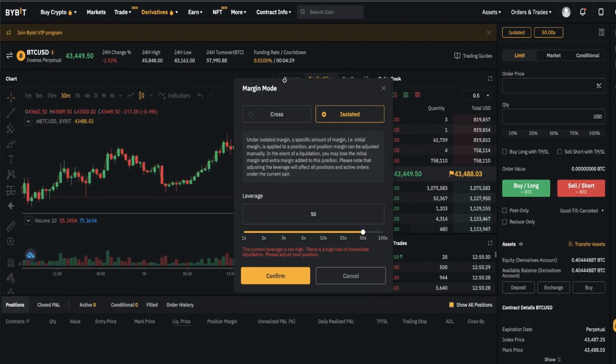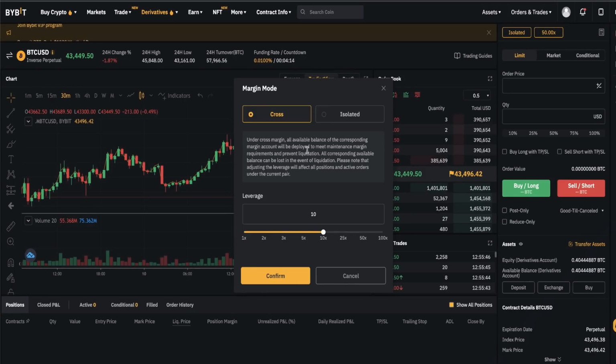Now back over here real quick. So we have isolated and we have cross. Now cross basically means that your entire available balance of the corresponding margin account will be deployed to meet maintenance margin requirements, prevent liquidation.